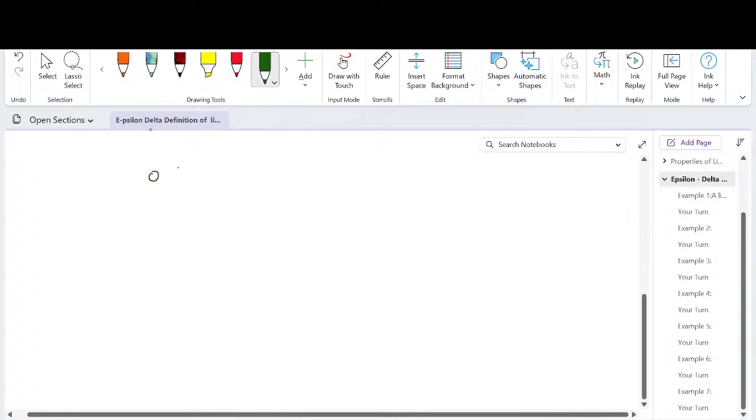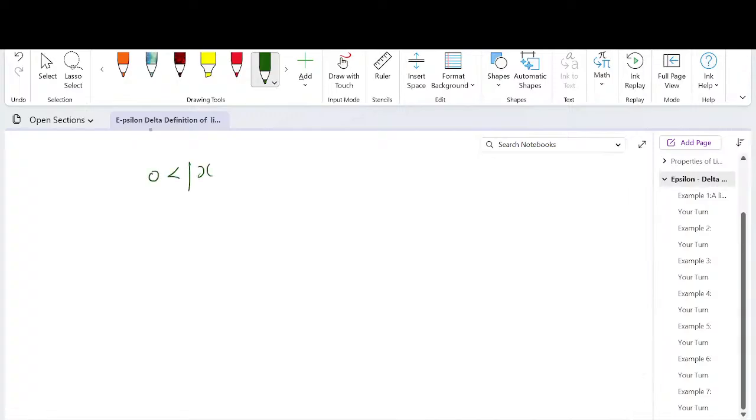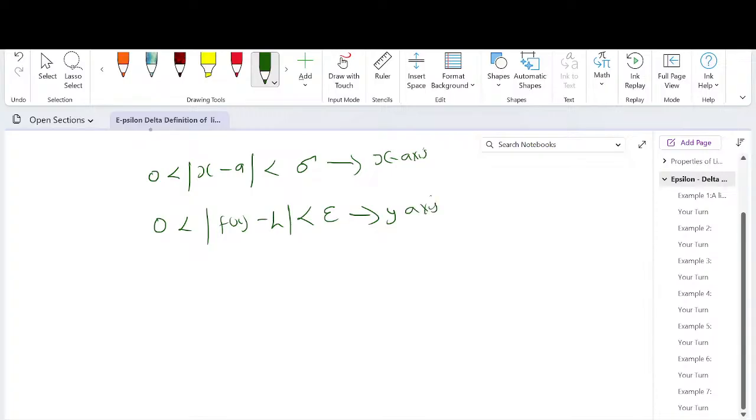So we said 0 is less than the absolute value of x minus a, and it's less than the value of your delta. And we also say that 0 must be less than the absolute value of f of x minus the limit, and it must be less than the epsilon. So this statement is dealing with the x-axis, and this one is dealing with the y-axis, because this is the closeness to the given point, and this is the closeness to the limit.